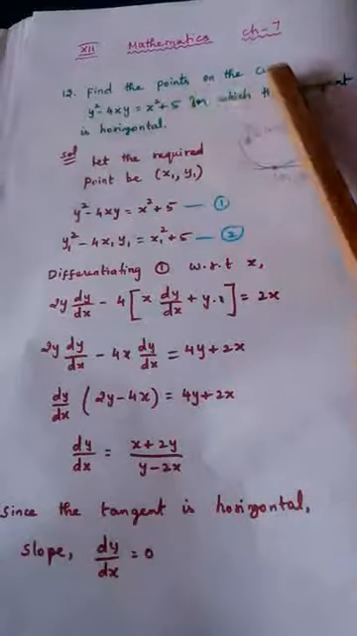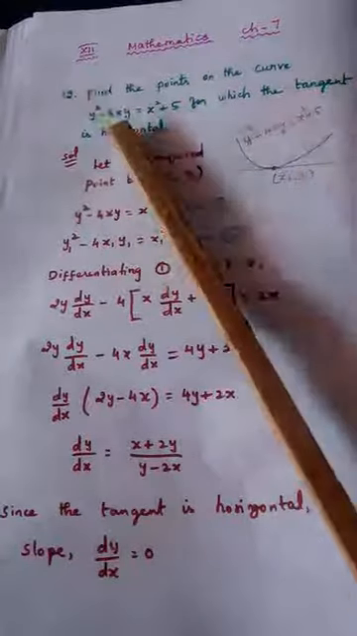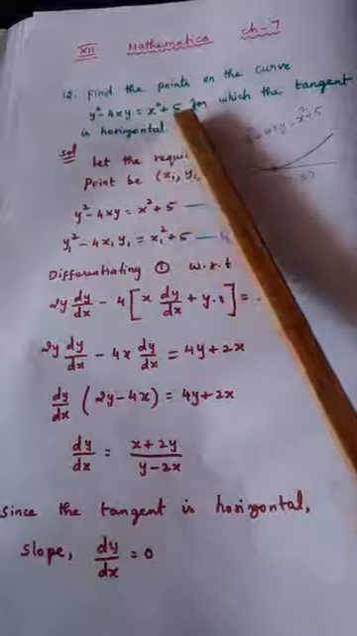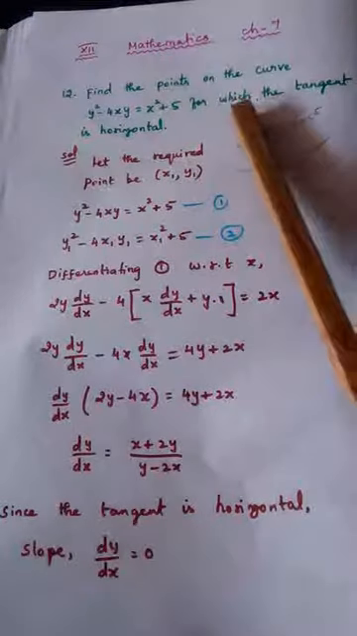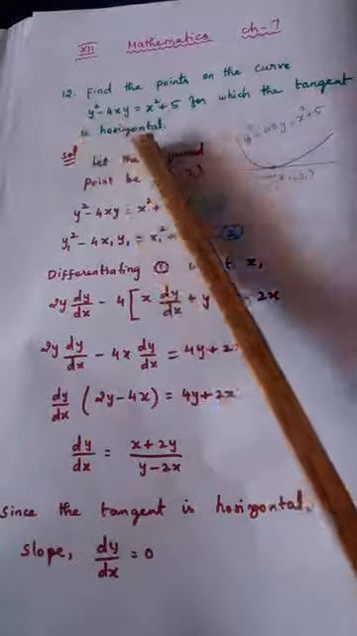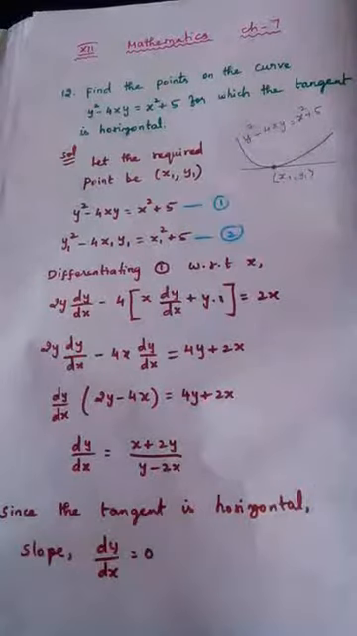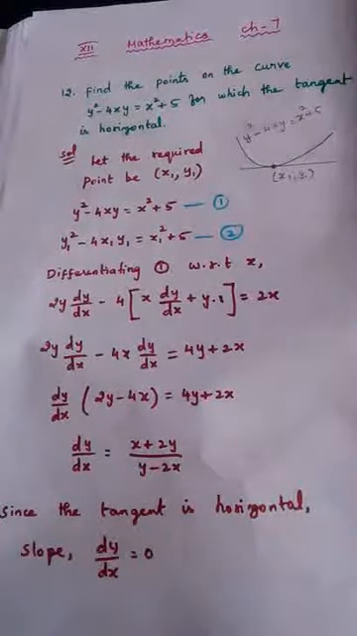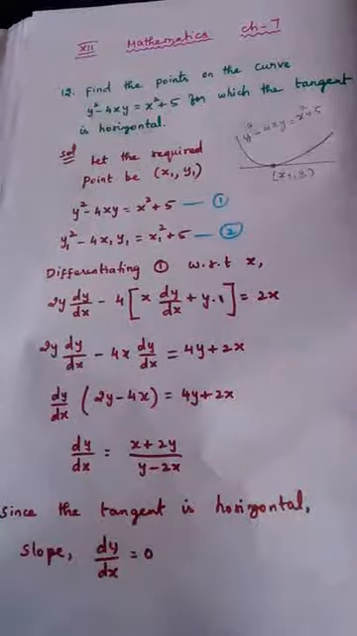Find the points on the curve y square minus 4xy equal to x square plus 5, for which the tangent is horizontal. And you know what is meant by horizontal line, right? Horizontal line is nothing but a line which is in the direction of x-axis. It is called as horizontal line.